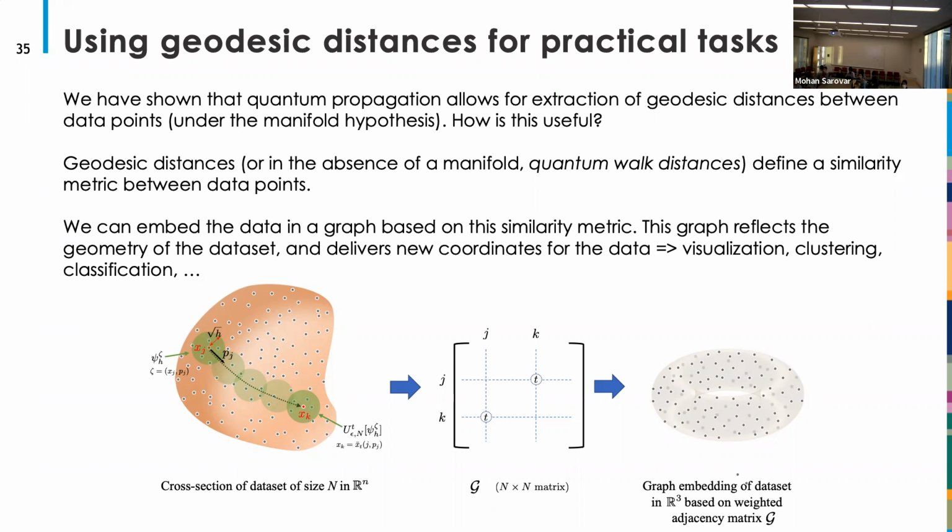You typically embed in R3 if you're interested in visualization, but it can be a larger Rn. And how do you do that? So if I give you n data points and I tell you exactly how far apart each pair is, you can use that information to construct a graph that embeds that data.